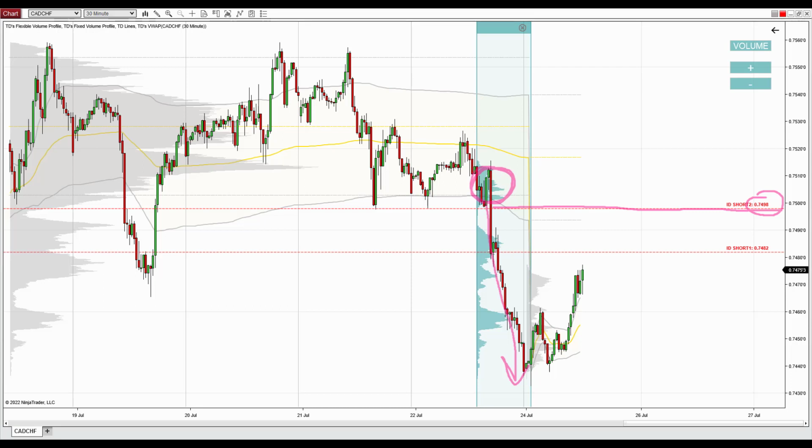As you can see, the resistance which I have is a little bit lower than this heavy volume zone. The reason is that the price reacted to this place in the past very strongly, 3 times.